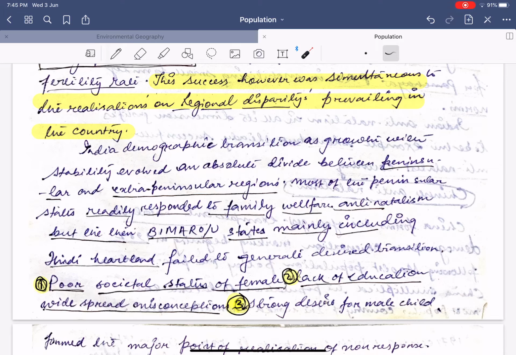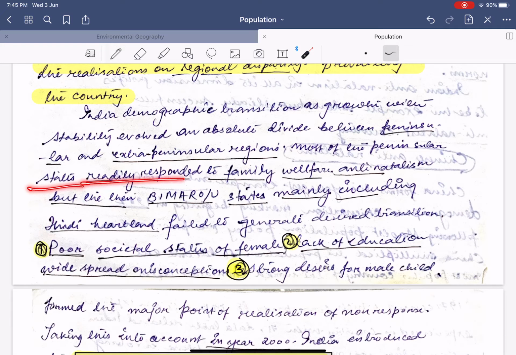Now, let's understand the statement. India's demographic transition as a growth with stability evolved as an absolute divide between the peninsular and the extra peninsular. What is this extra peninsular? Extra peninsular is nothing but this part of India. This is your extra peninsular part. This is your peninsular and this is your extra peninsular. There was a divide between the peninsular and the extra peninsular part.